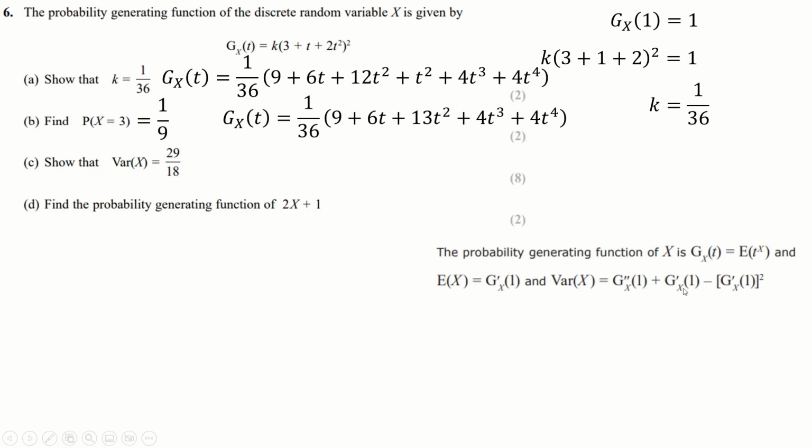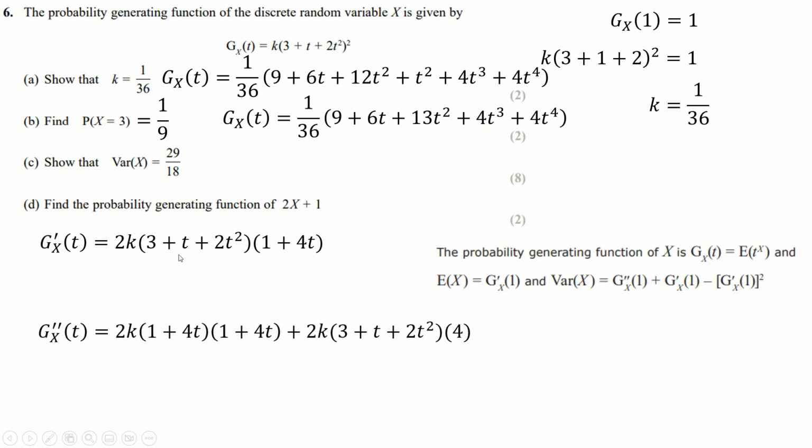So we need to differentiate the function a little bit. I've actually chosen to differentiate this one. So bring the 2 down, 2k into this to the power 1, and then the derivative of this is 1 plus 4t. And then I just differentiated that again. I actually used product rule just because I was being fancy. So 2k left alone, differentiate this for 1 plus 4t, leave that alone, and then leave that alone, differentiate this for 4. And then we can just put in 1s into these.